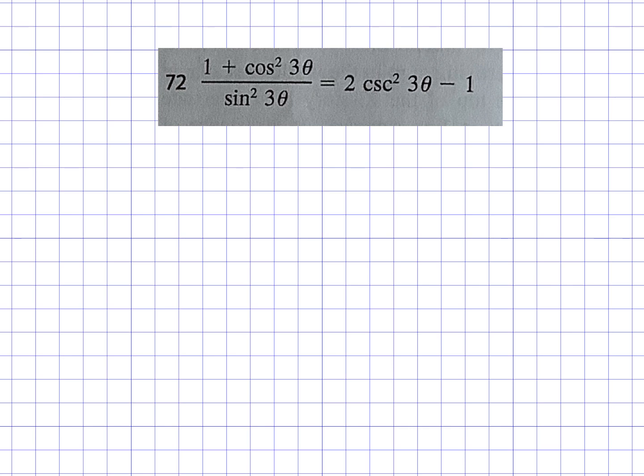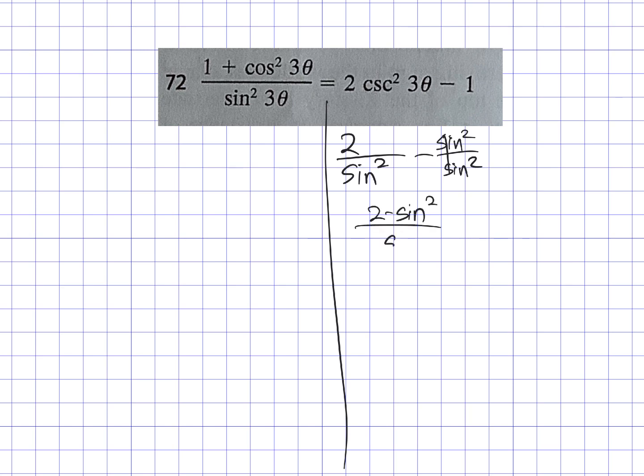Let's get started on 72. There are multiple ways we could go about doing this. So everything is 3 theta, so we're just going to disregard the 3 theta and try to manipulate these. On the right side, cosecant of theta goes with sine, so this is 2 over sine squared minus 1. If we get a common denominator, that's sine squared over sine squared. So this would be 2 minus sine squared over sine squared. That matches our denominator, but the top is different.